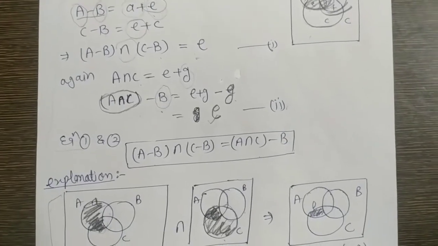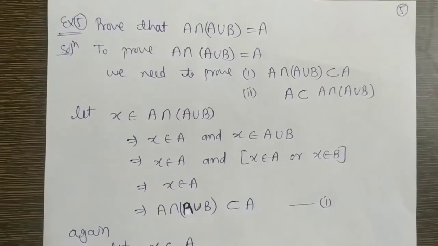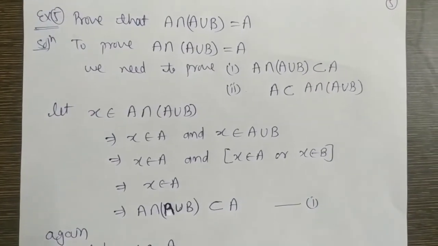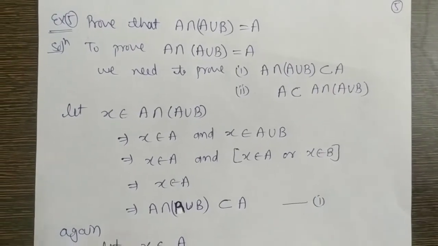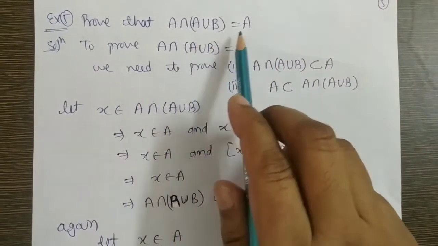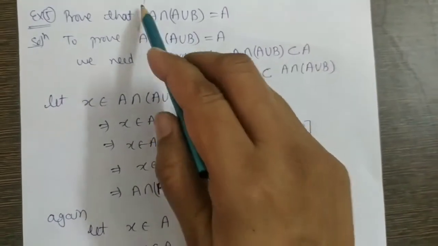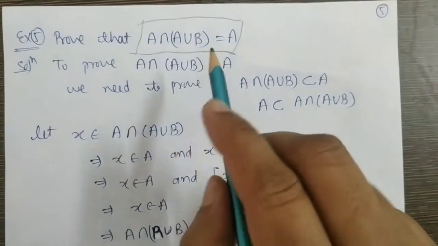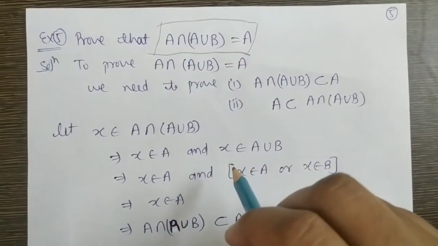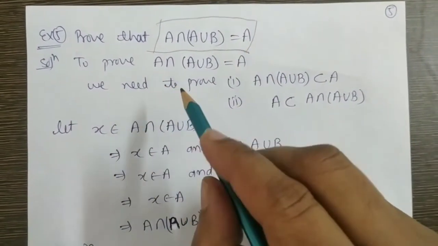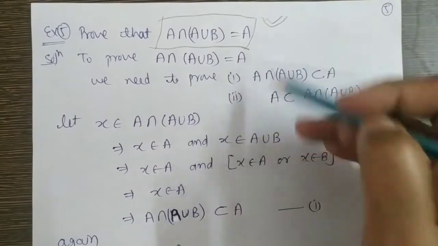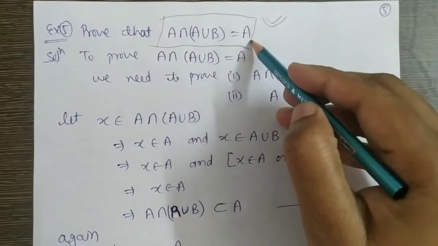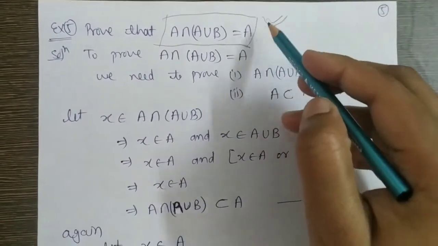We will take one more example. Prove that A intersection (A union B) equals A. This property we have used in example 3rd. I have shown you that it is true from the Venn diagram. Now I will show you theoretically that this property is true.